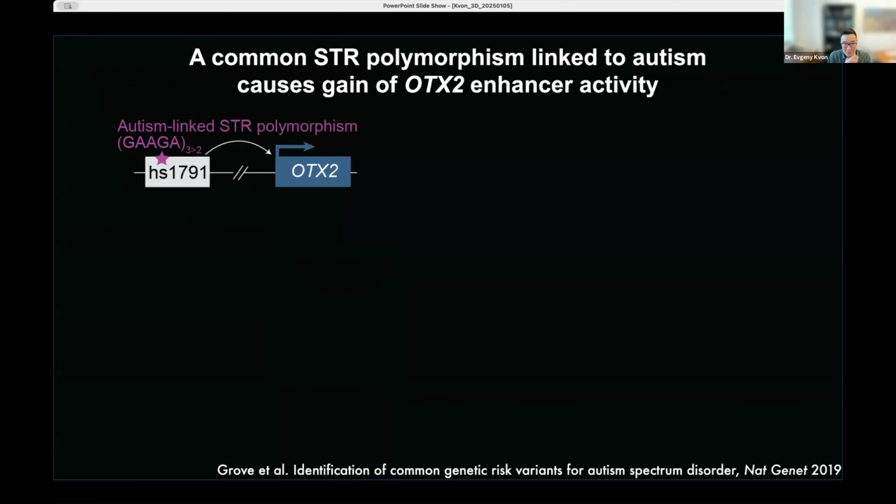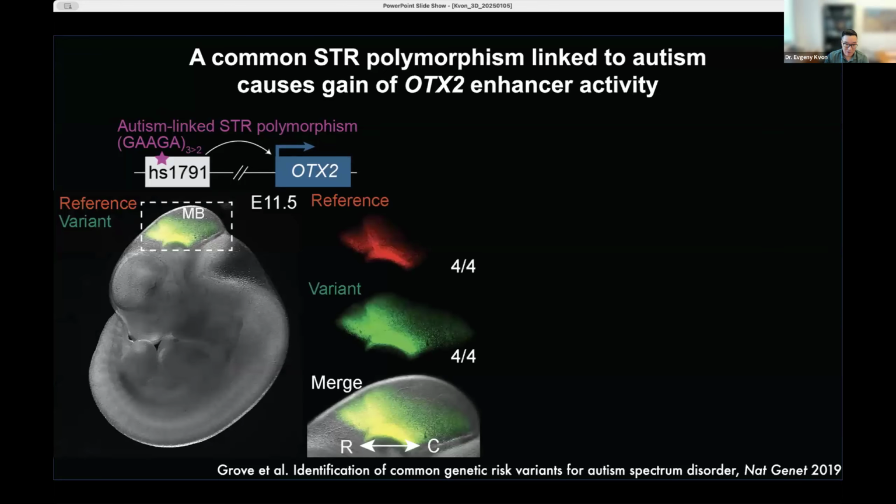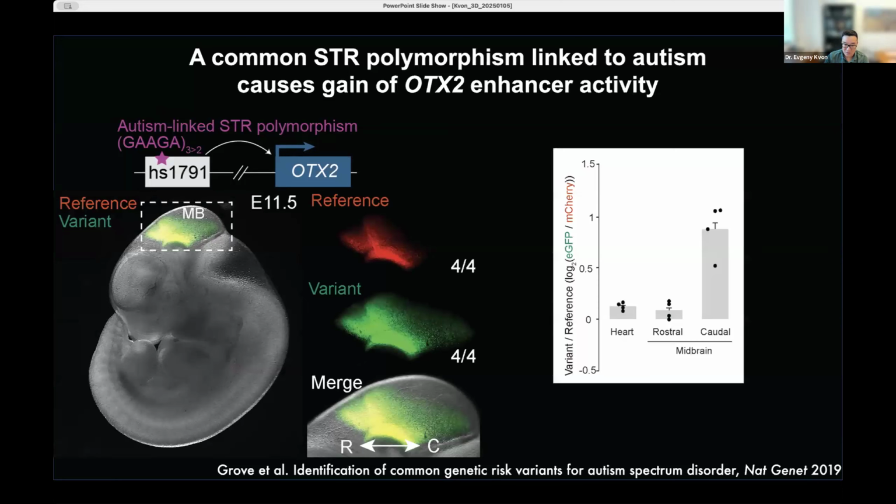And so here's another example, which is very interesting. It's a common variant, which is actually a short tandem repeat in the enhancer of OTX2. And that variant causes gain of activity in the midbrain, as you can see here in the green. And then you can quantify it. So that shows that we can identify and functionally test variants from patients and see where exactly and when the enhancer is affected.